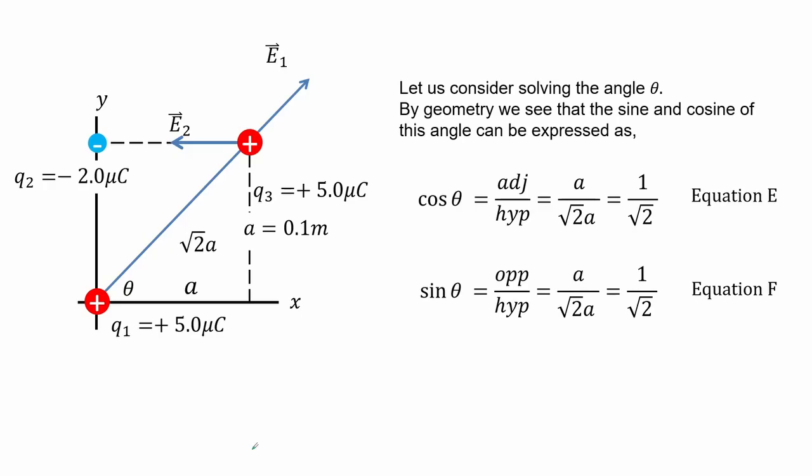Let us consider solving the angle theta. By geometry we see that the sine and cosine of this angle can be expressed as these functions here. Consider the adjacent and hypotenuse parts. For the cosine function we have equation E and sine function as shown in equation F. We will substitute them later.